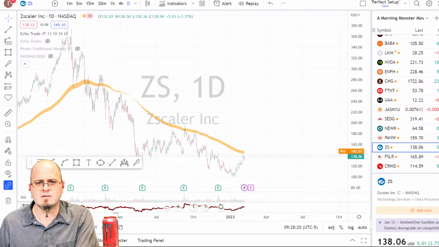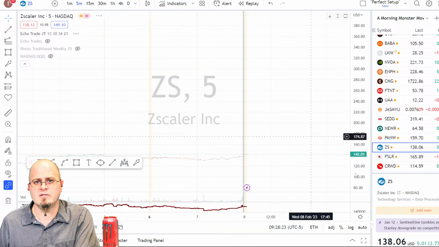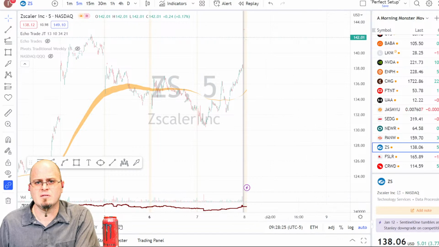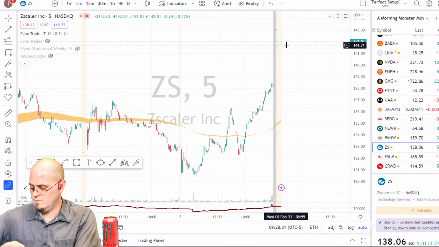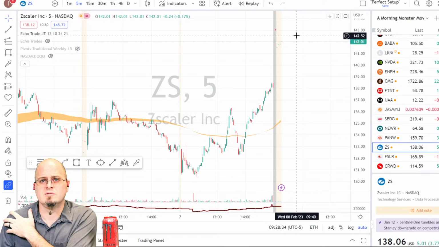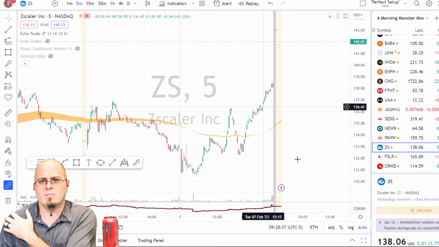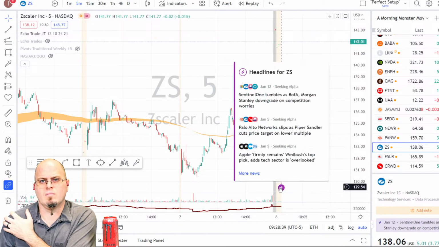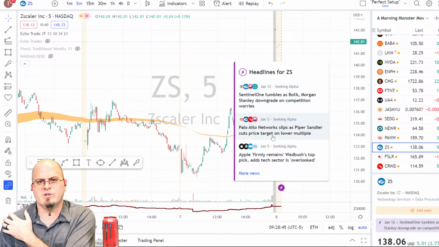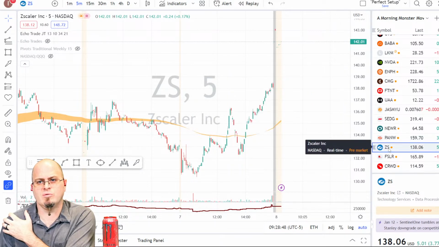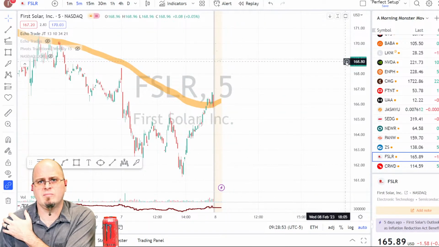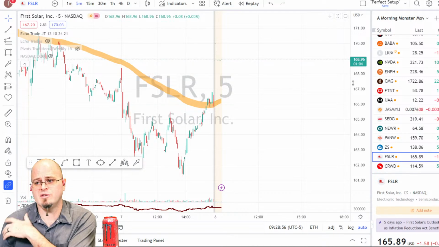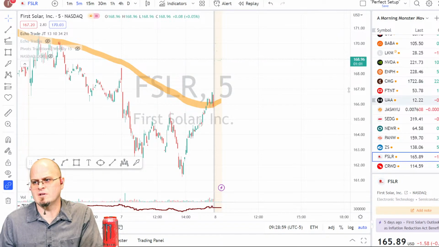ZS. Let's pop down. Look at this one. Not a lot happening. Looks like it's got to pop up. And did we just open? No, not yet. Looks like they do something with Palo Alto Networks. So PANW going, ZS going. First Solar getting a nice little pop. Also, maybe on ENPH popping. So that's one to keep an eye on.